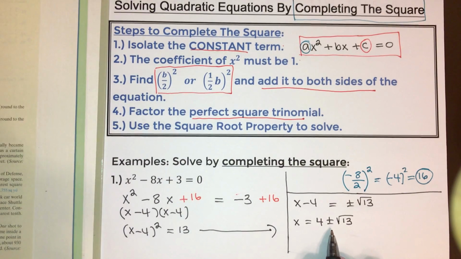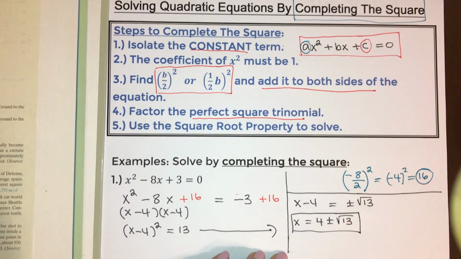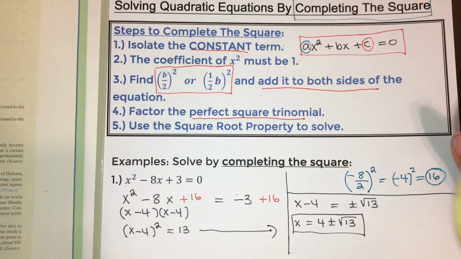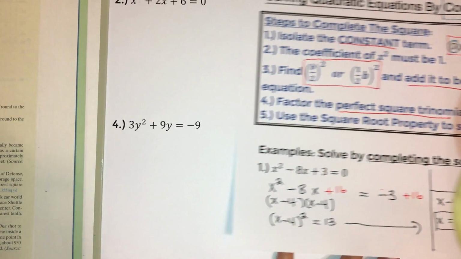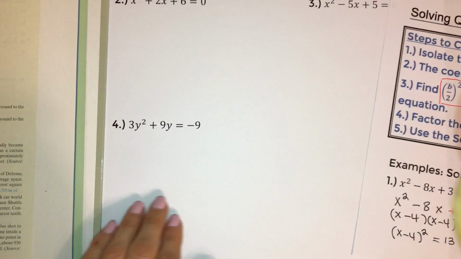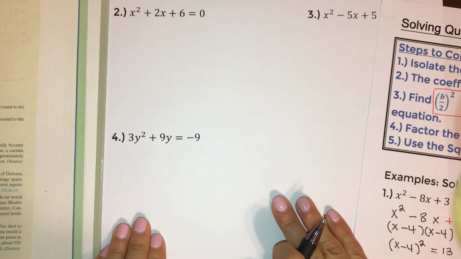That plus minus needs to be in between the two values. And then we are done. So that's our final answer. So that's the whole process of completing the square. Let's take a look at a few more examples. And we're going to have our steps here next to us.